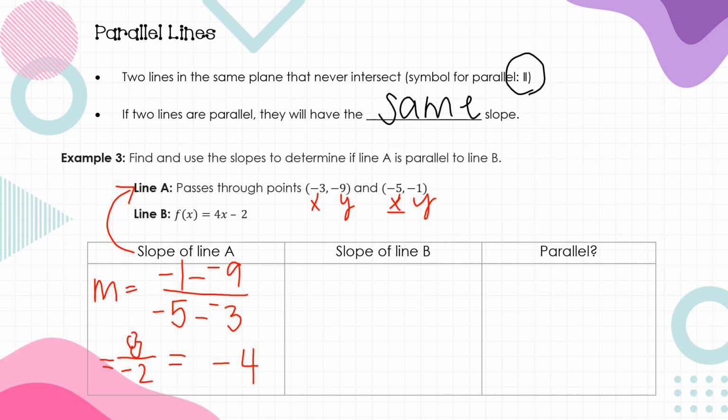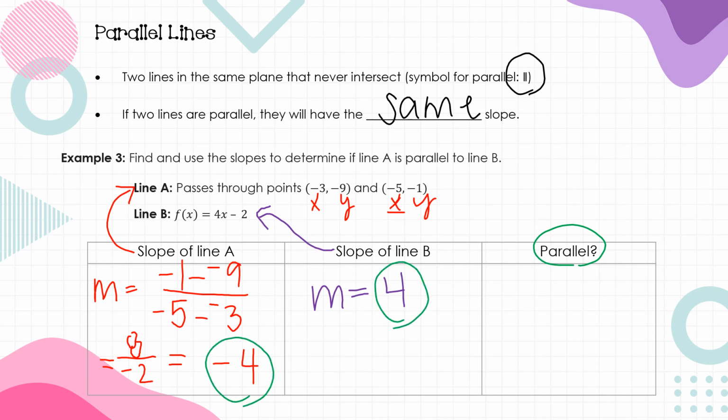All right, now to see if these two lines are parallel, I need to determine if they have the same slope. Line B is already given to us in slope-intercept form, so I already know that the slope is 4. Now, are they parallel? The question is, is this slope the same as this slope? Even though they're both a 4, one is positive and one is negative, which is very different. That means that the lines will be going in different directions, which means that they will eventually intersect each other. So no, these lines are not parallel.